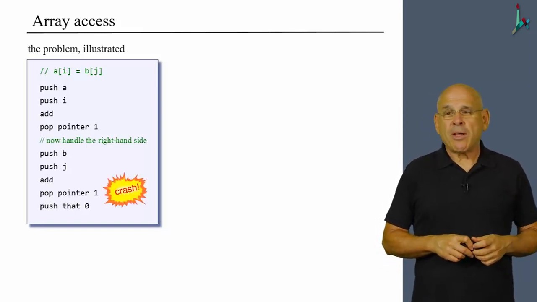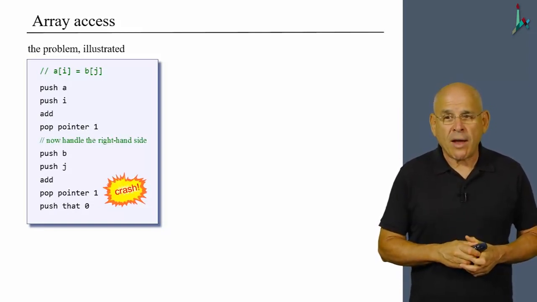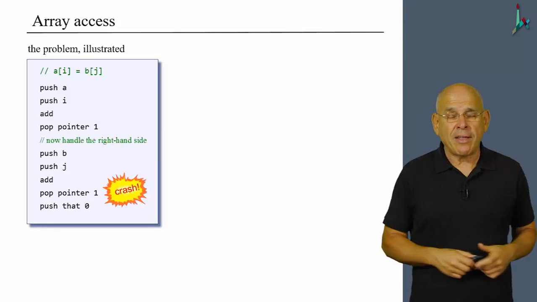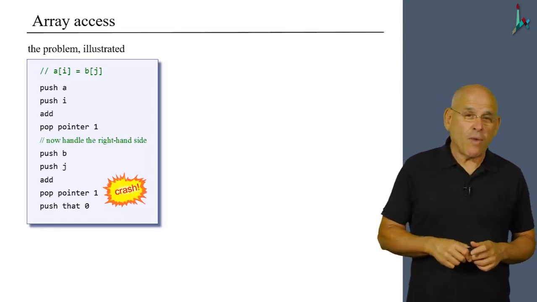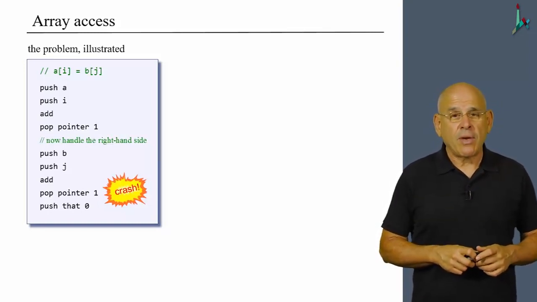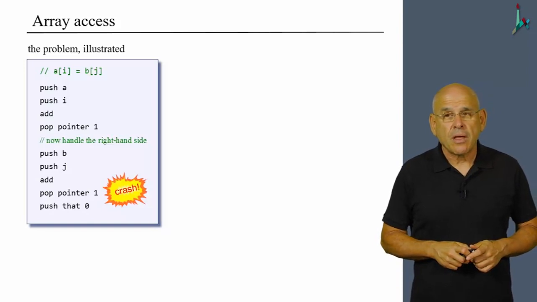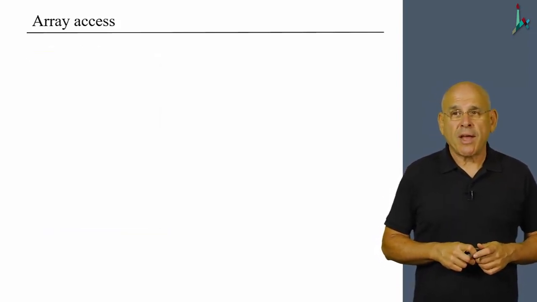And that's where we're going to get a problem, because this assignment here into pointer 1 is going to mess up and override the address that we stored previously in pointer 1. So this will simply not work out, and we need a better solution. So we have to be more clever about it, and that's what we'll do next.